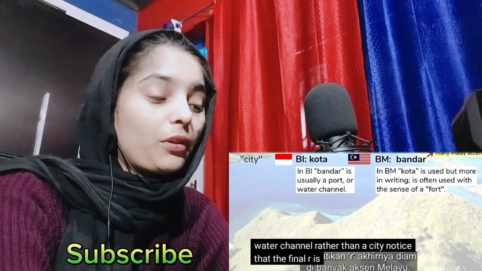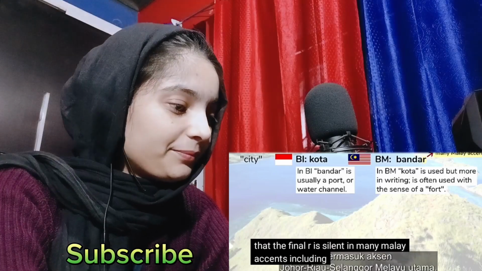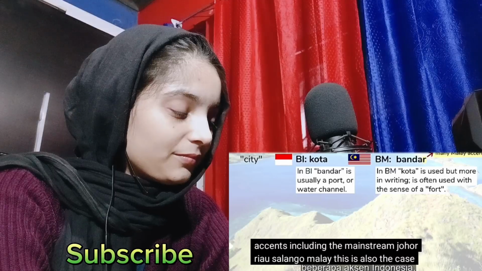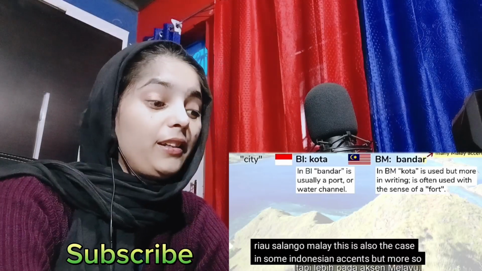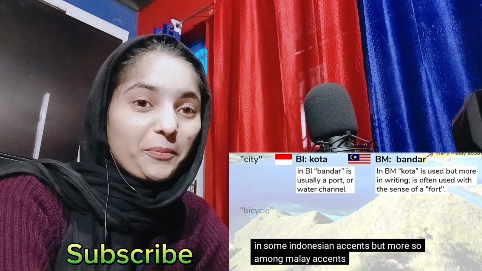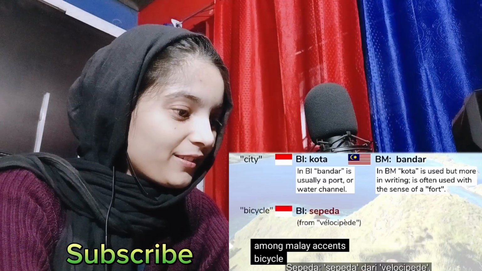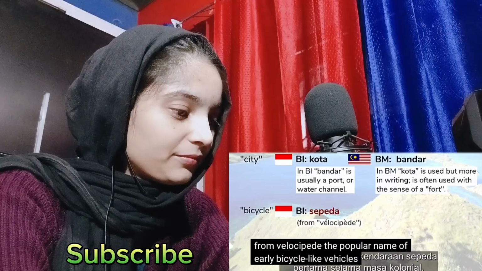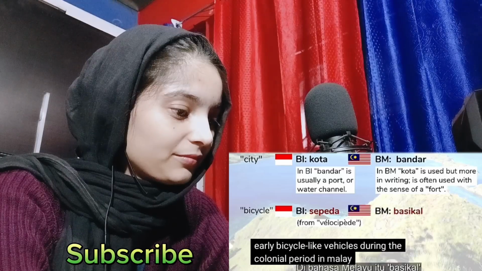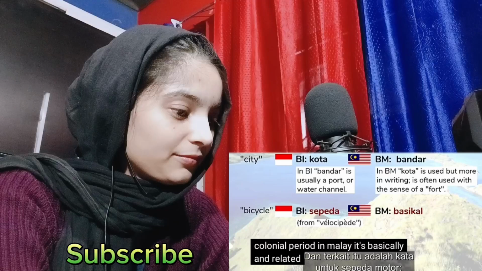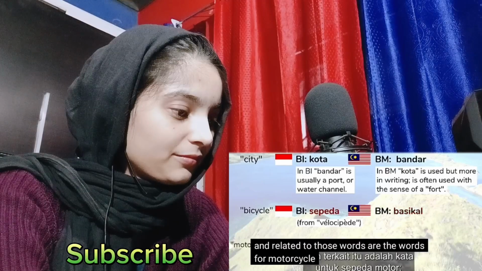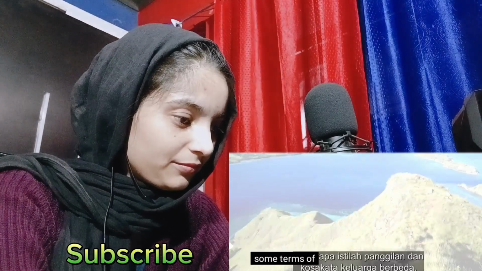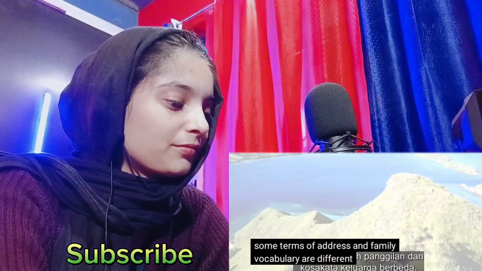Notice that the final R is silent in many Malay accents, including the mainstream Johor, Riau, Selangor Malay. This is also the case in some Indonesian accents, but more so among Malay accents. So they also use bandar like a port. Bicycle, Sepeda, from velociped, the popular name of early bicycle-like vehicles during the colonial period. In Malay, it's Basikal. Related to those words are the words for motorcycle. Sepeda motor. Motosikal.